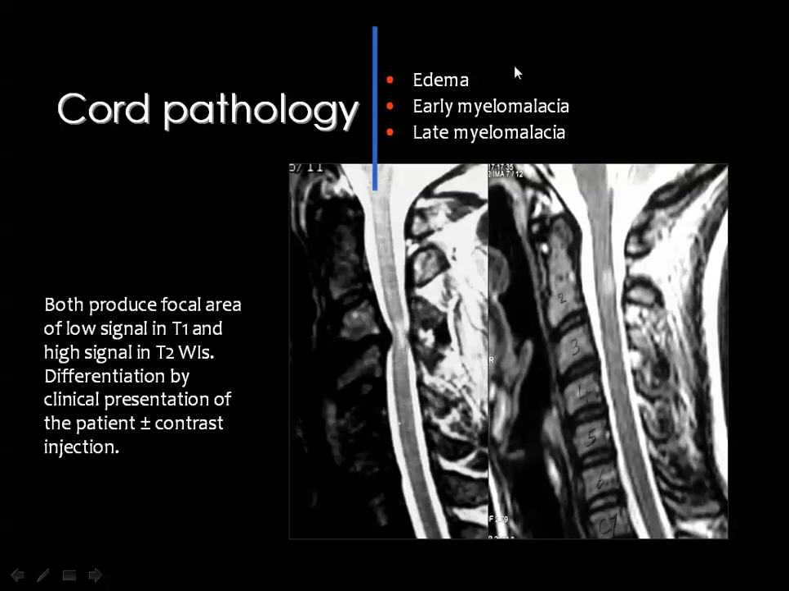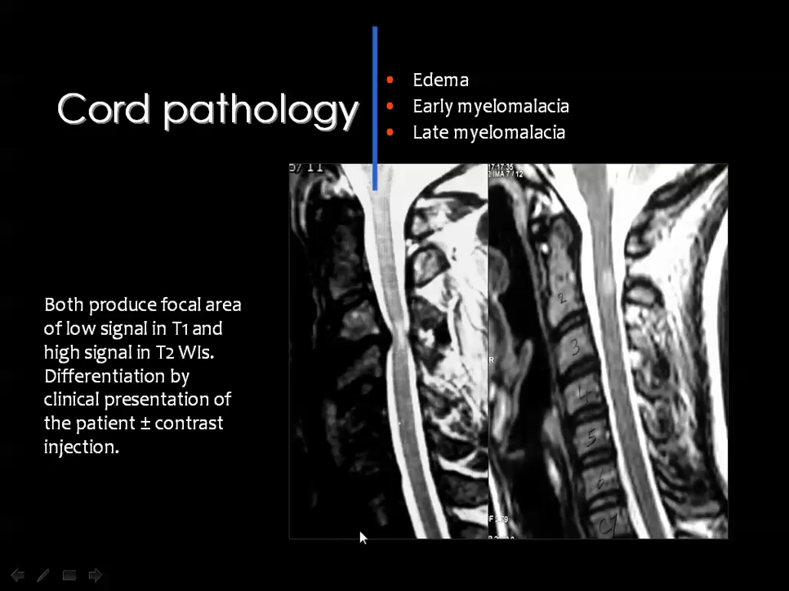Then how can you discriminate the three? Because edema is a reversible change in the substance of the cord. Also, early myelomalacia is a reversible change. If you release the compression, this shadow will regress. But late myelomalacia will never regress, because this is permanent damage of the substance of the cord. Actually, we depend mainly on the clinical picture of the patient, and the clinician may be able sometimes to know whether this lesion represents edema or early myelomalacia or late myelomalacia.